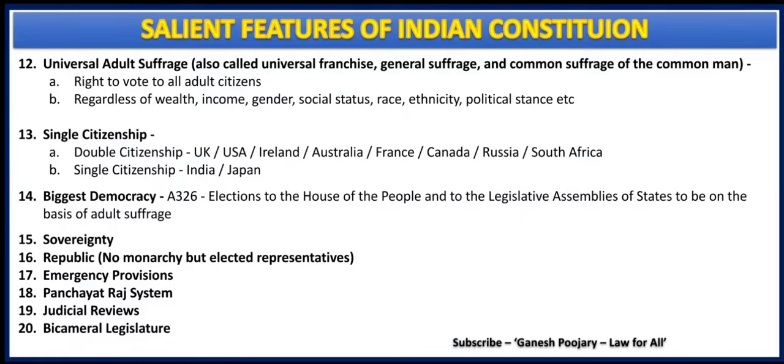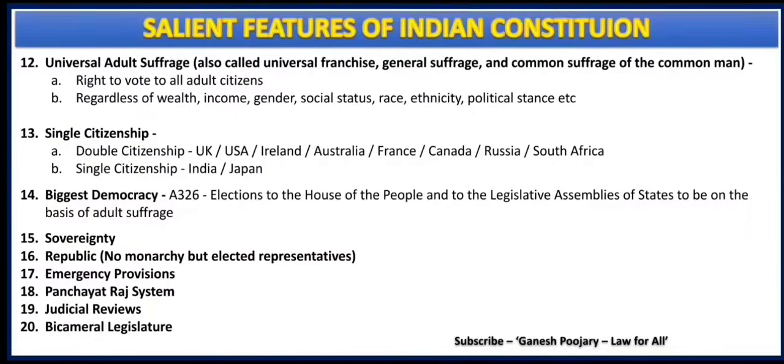Here there are only two requirements. One, he or she needs to be an Indian citizen. Two, they should have attained 18 years. There is no consideration of their wealth, income, gender, social status, race, ethnicity, political stance, etc. It is just being a citizen of India and attaining the age of 18 years. All such people will get the right to vote, and that vote will decide who will rule this nation, or who will be the leader of this nation via the central government as well as the state government.